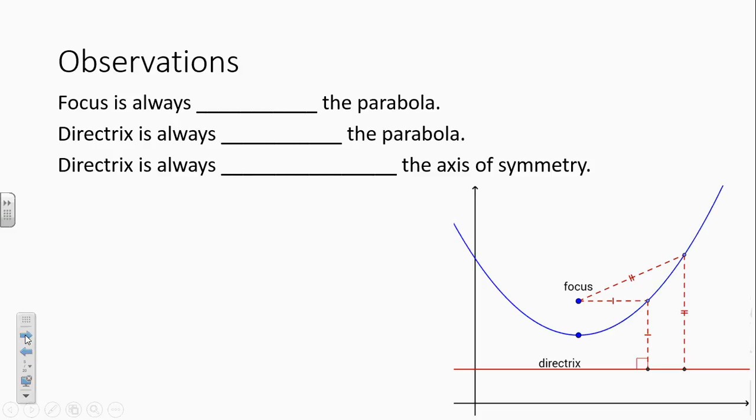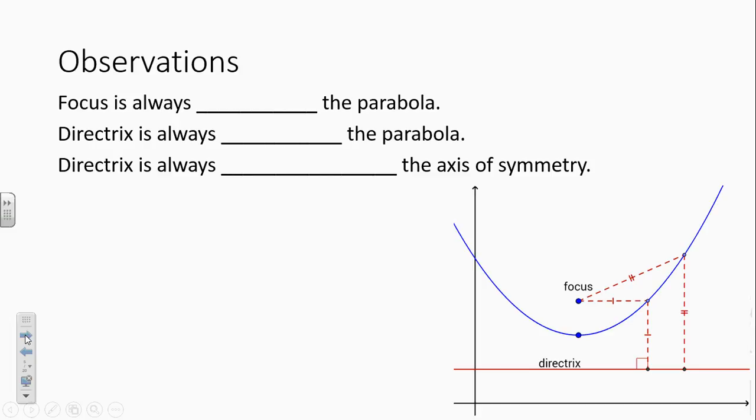So, observations. The focus is always where with regard to the parabola? I like both words, but inside I like better. So the focus is always inside of the parabola, and the directrix is always outside the parabola. So if you can keep that in mind, then you don't have to worry about figuring out when to add and subtract p.